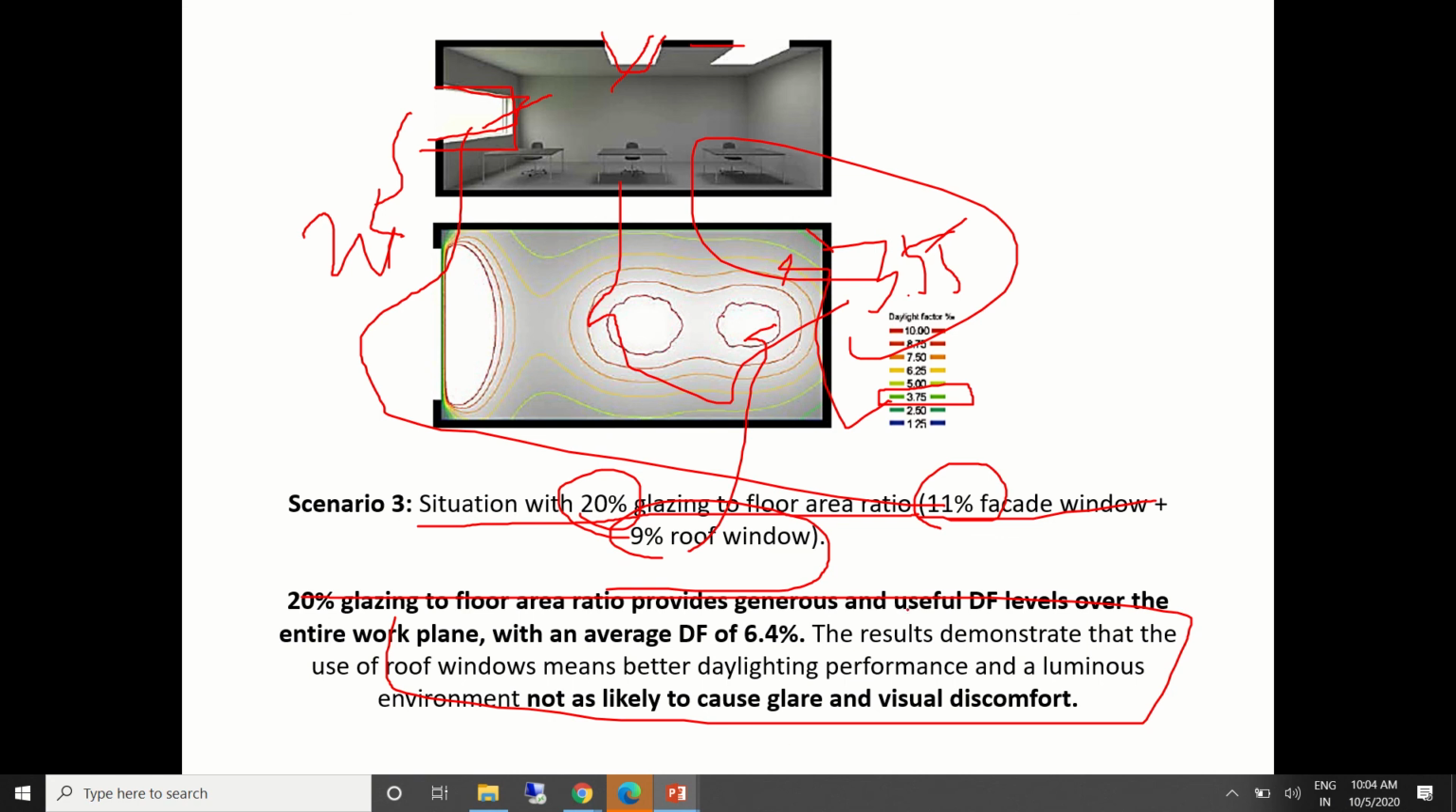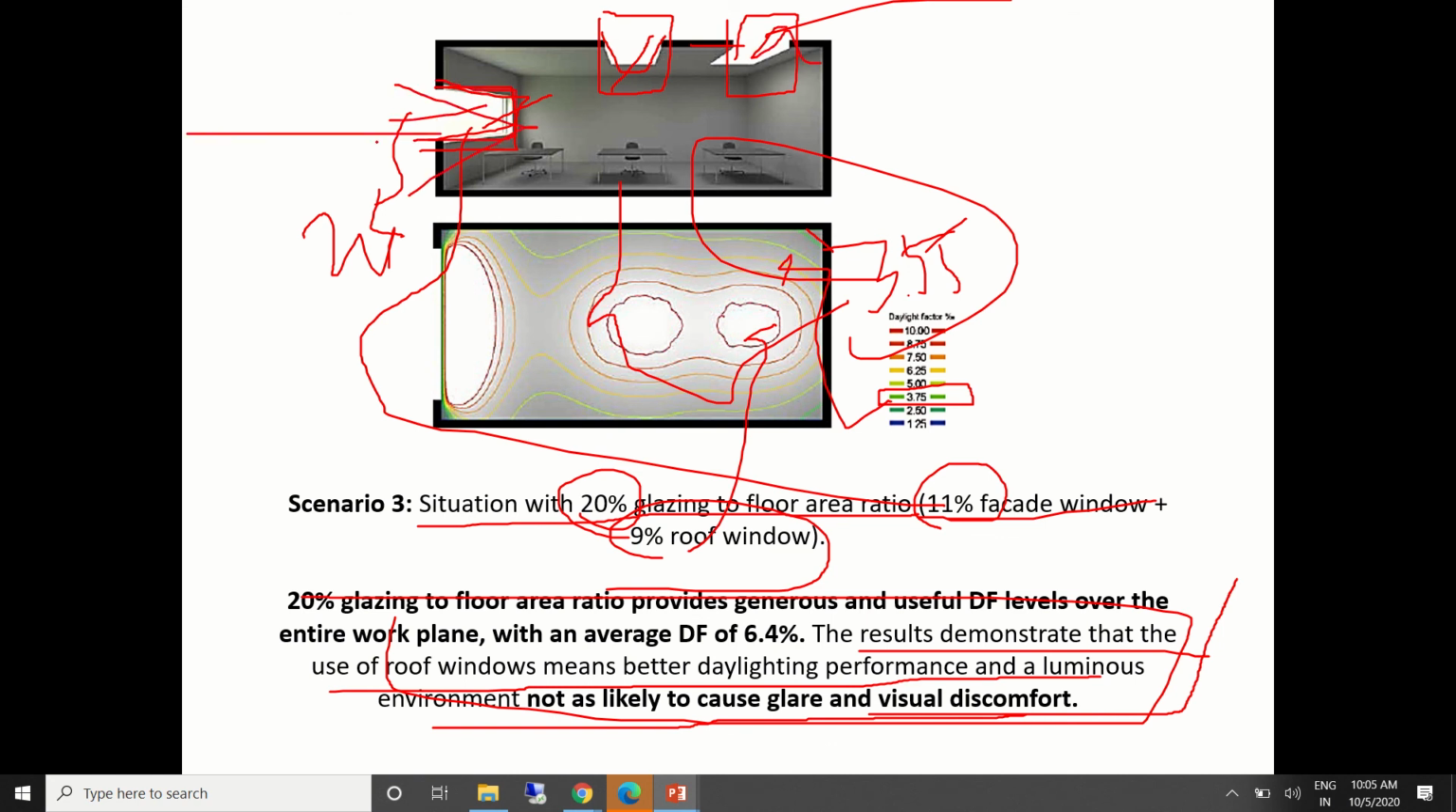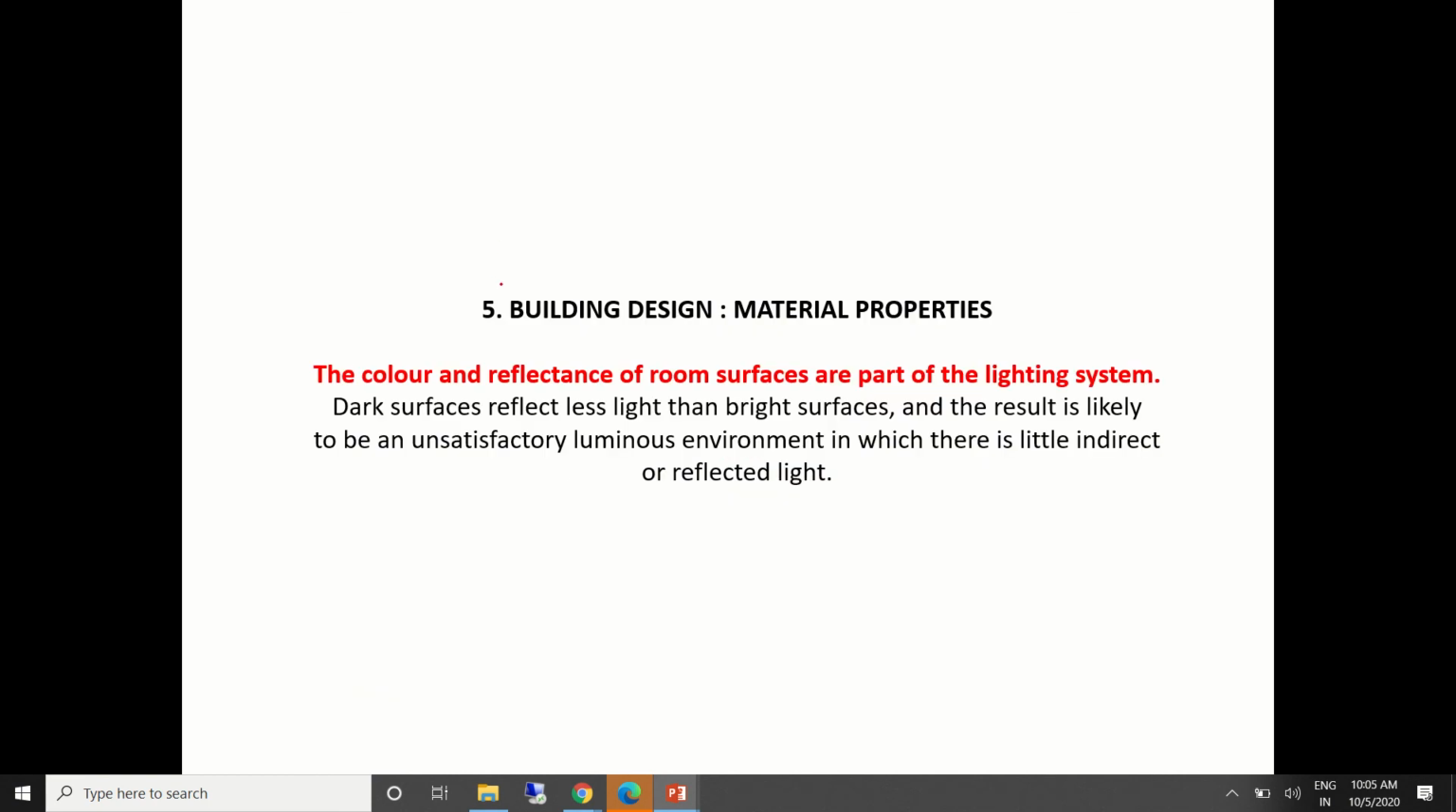Okay, so the results demonstrate that the use of roof openings means better daylight performance and luminous environment, not as likely to cause glare and visual discomfort. Depending on the design of the window system, the glare and other things can be controlled, through shading and other means that we should keep in mind.